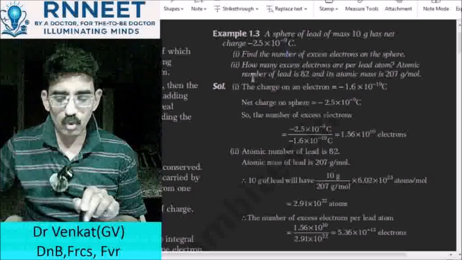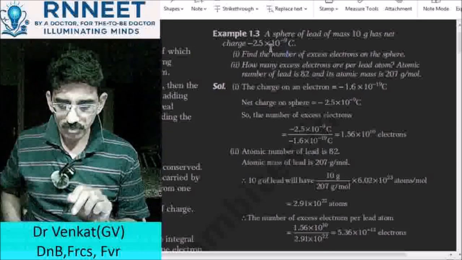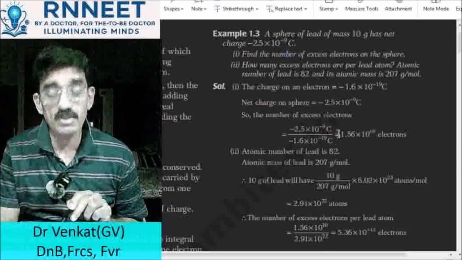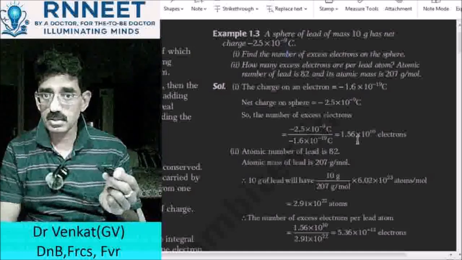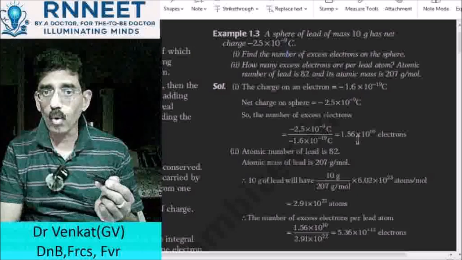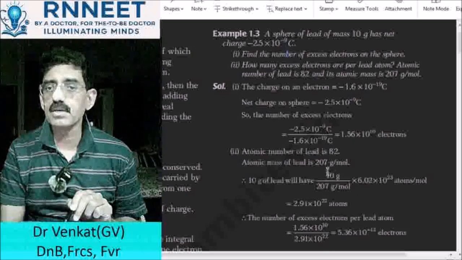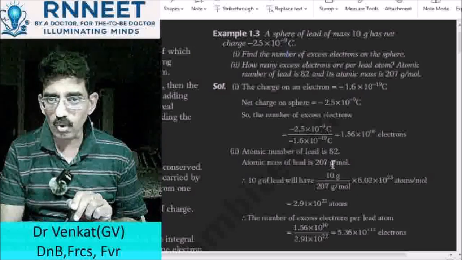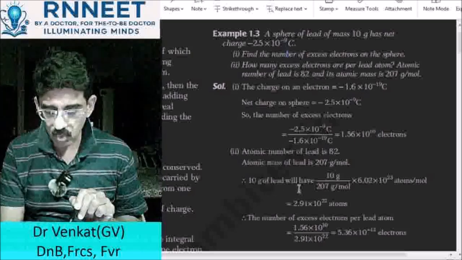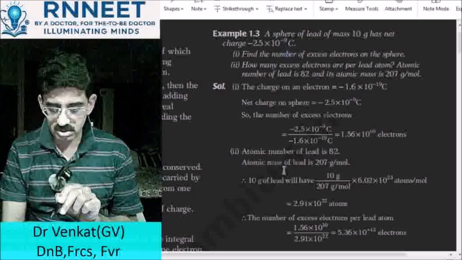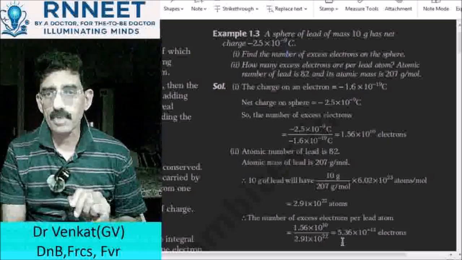So from that you come to know the number of excess electrons on this sphere of lead. But this sphere of lead, which has so many excess electrons, is for 10 grams. You want to know per mole. Per mole there are 207 grams. So 10 gram of lead will have so many electrons. Per mole, how many will be present?